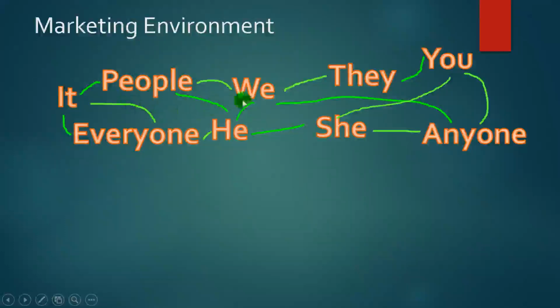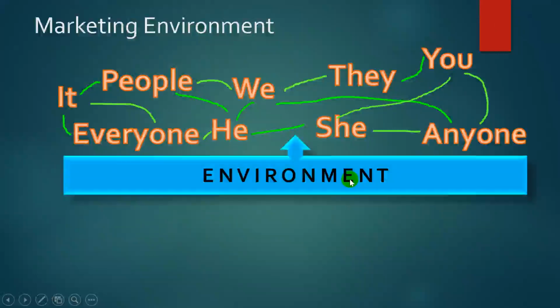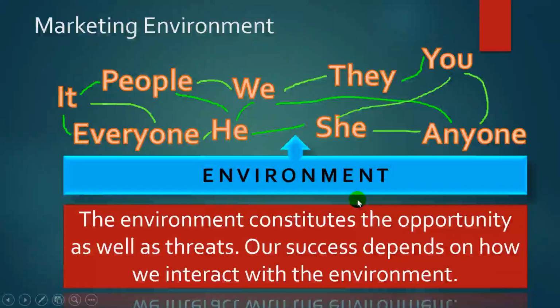Look at the line that I made. All of them seem to be connected by lines to one another, and all of these become connected one to another. So all of this we call the environment. So what is environment actually? The environment constitutes the opportunities as well as the threats, and our success depends on how we interact with the environment.